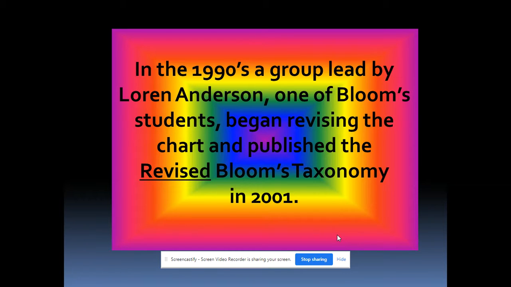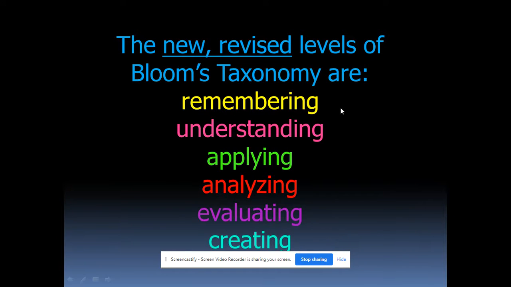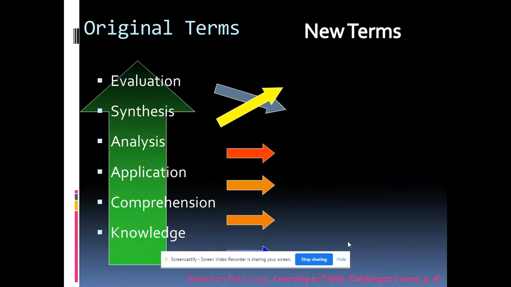So in the 1990s, Anderson revised this Bloom's taxonomy. What he did basically is he converted the nouns used in Bloom's taxonomy into action verbs in the revised taxonomy. So remembering becomes the lower order: remembering, understanding, applying, analyzing, evaluating, and creating. Creating becomes the higher order thinking skill, to create rather than to evaluate.